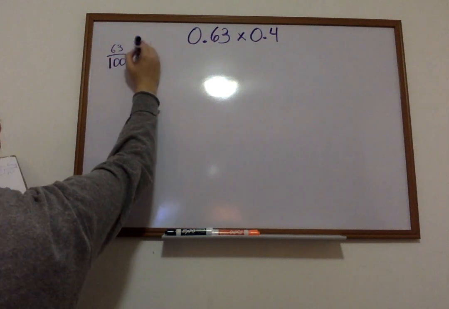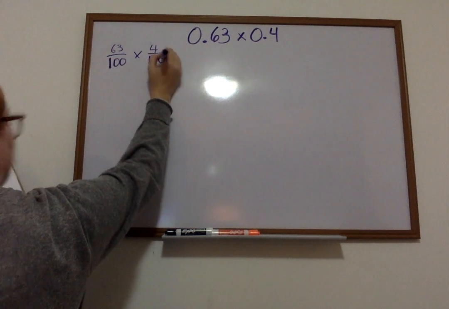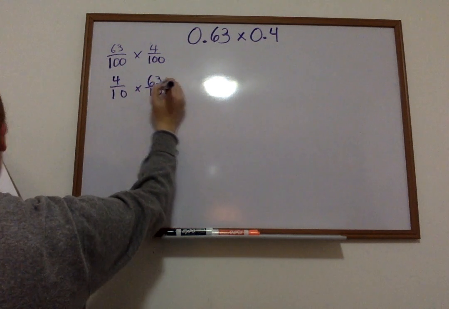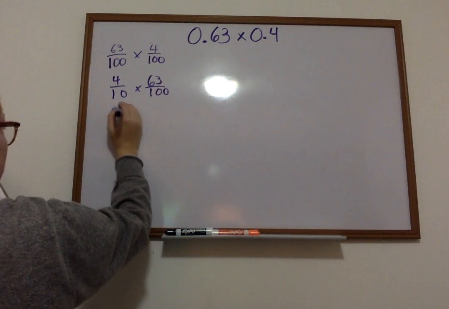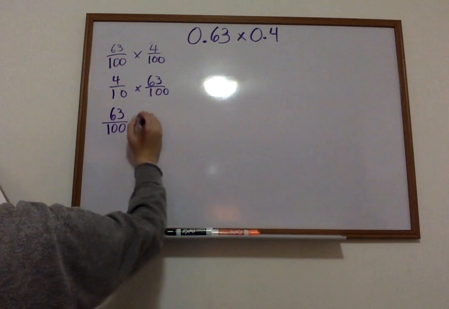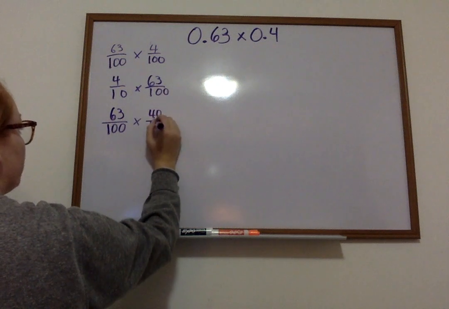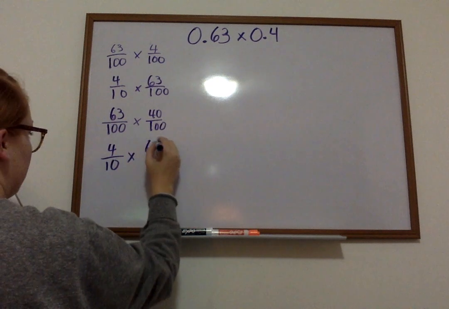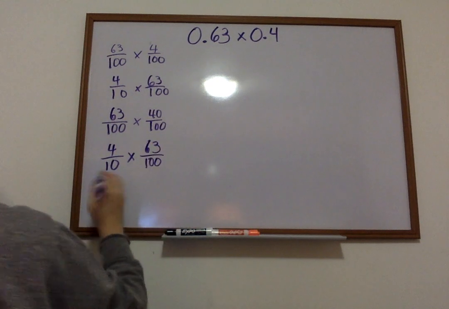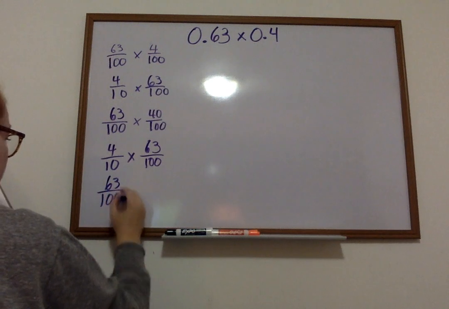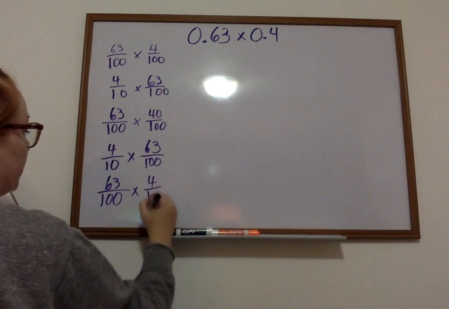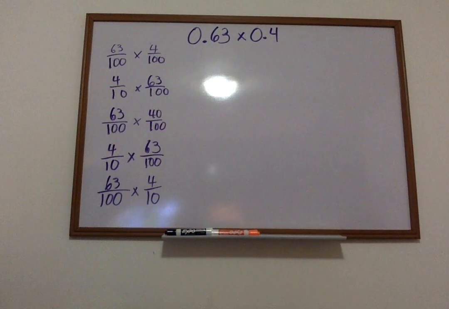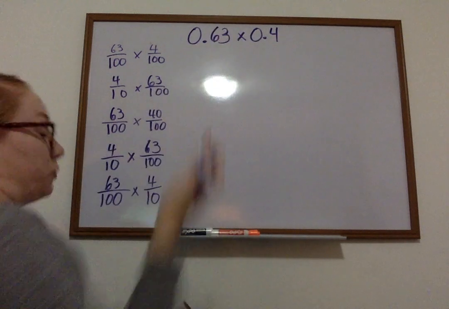63 over 100 times 4 over 100. 4 tenths times 63 hundredths. 63 hundredths times 40 hundredths. 4 tenths times 63 hundredths. 63 hundredths times 4 tenths. Then we have to figure out, are these equations equal to 63 hundredths times 4 tenths?